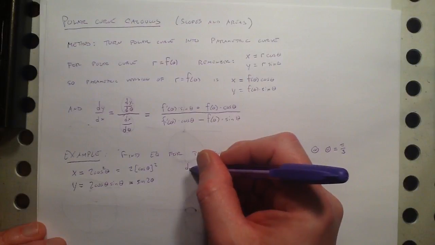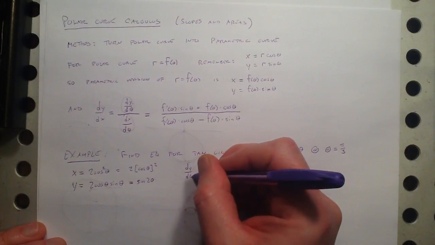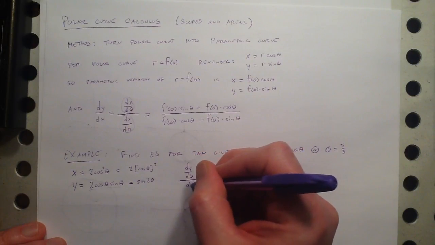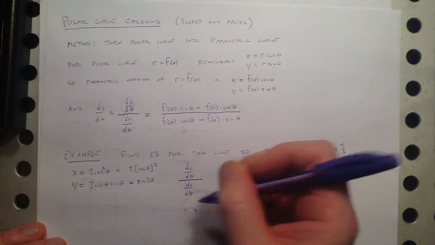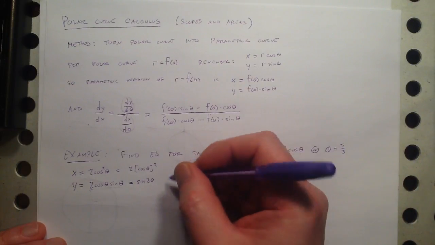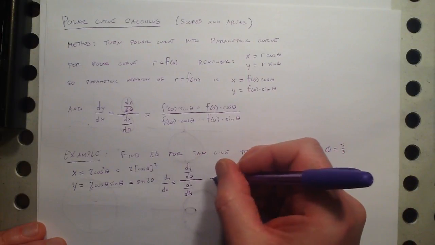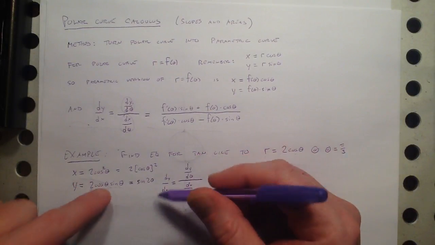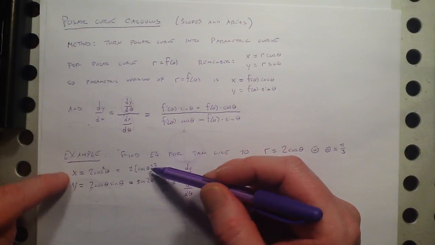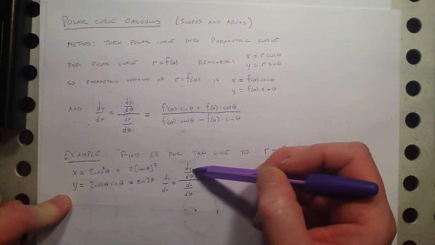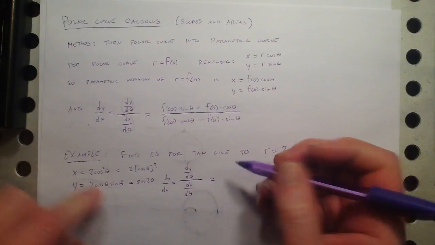So dy d theta over dx d theta to find my slope. This is how we find dy dx. So be careful. It's such a common mistake to put these upside down because we always do x first. So make sure you do this one on the top.